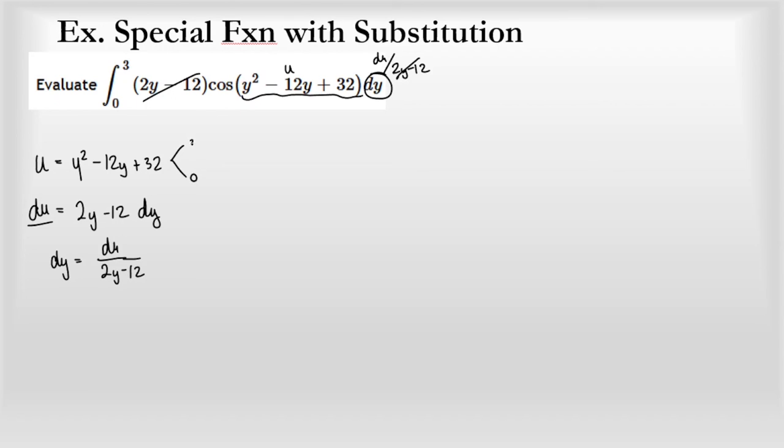We have 0 and 3. So when y equals 0, u equals 32. And when y equals 3, u will equal 9 minus 36 plus 32, which is... Sorry, I was doing some things in my head here. 5, isn't it? It's a nice round number of 5. So very interesting is that at my lower endpoint I have a larger value, and at my larger endpoint I have a smaller value when I do my substitution.